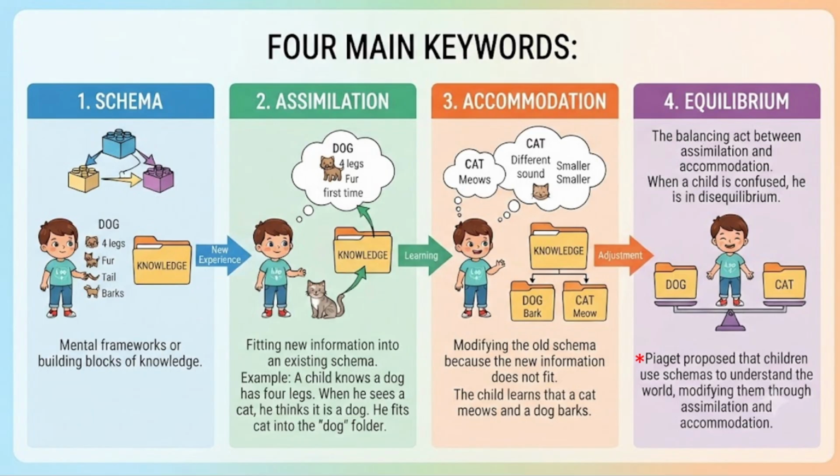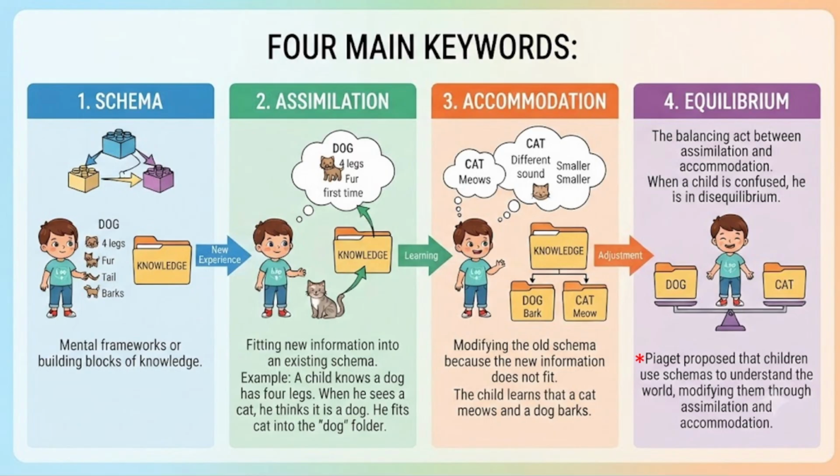A child knows a dog has four legs. When he sees a cat, he thinks it is a dog. He fits the cat into the dog folder. Accommodation: he modifies the old schema because the new information does not fit. The child learns that a cat mews and a dog barks, and these two are totally different. Cat mews, cat is different from dog.